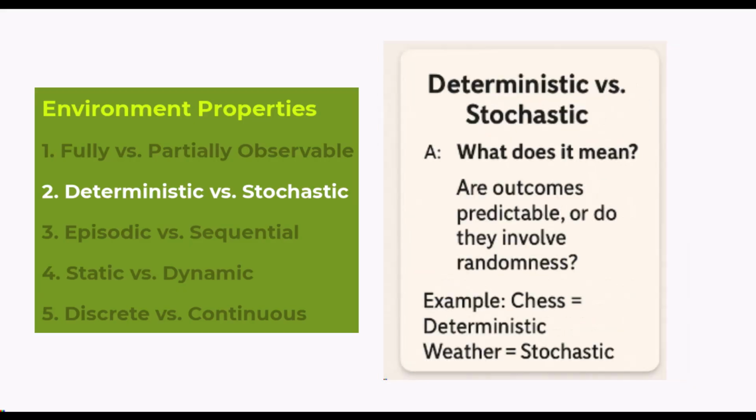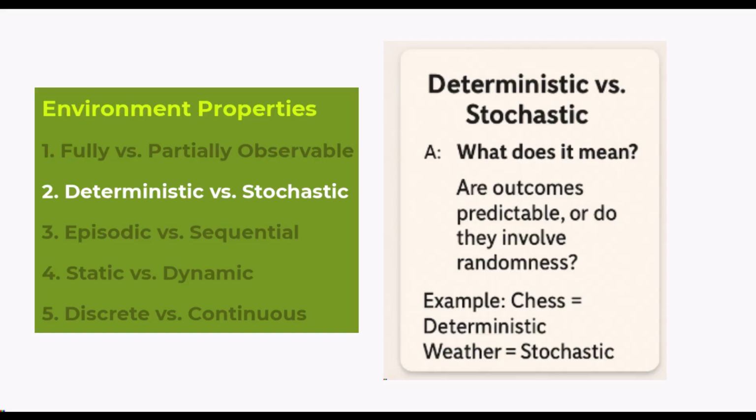Now, the second property we are looking at here is deterministic versus stochastic. And the question is, does the same action always have the same predictable result, or is there an element of randomness? So for a deterministic example, we have chess. Moving a rook 2 squares forward always results in the rook landing exactly 2 squares forward. The outcome is fully predictable, so it is deterministic.